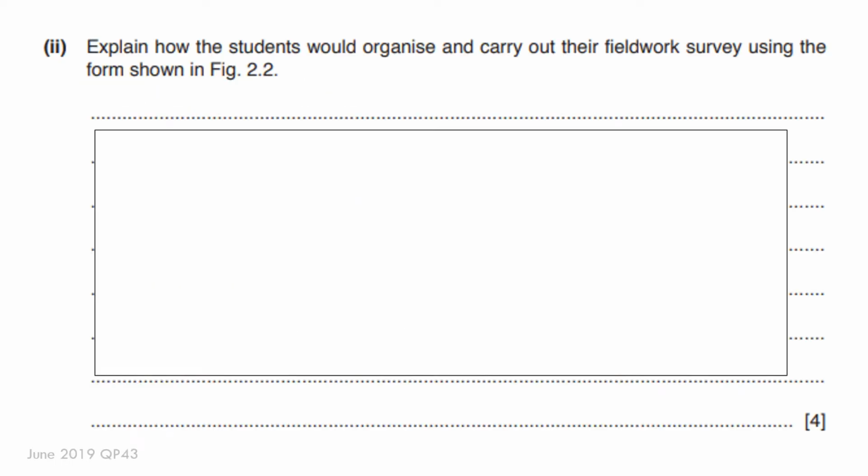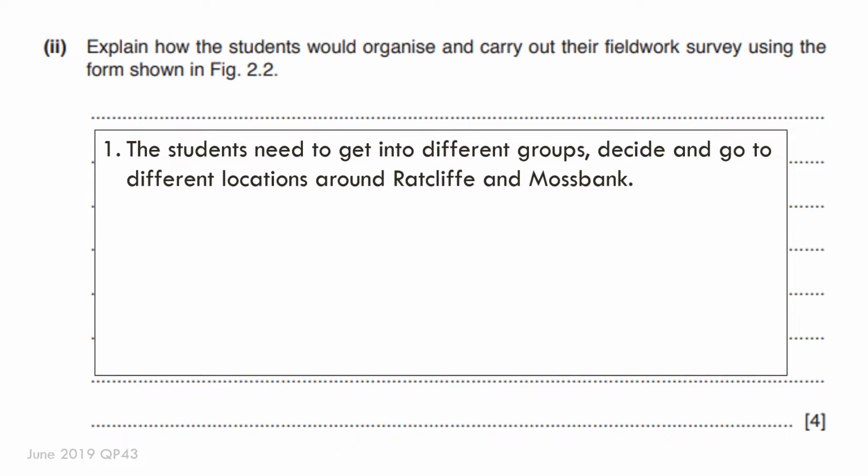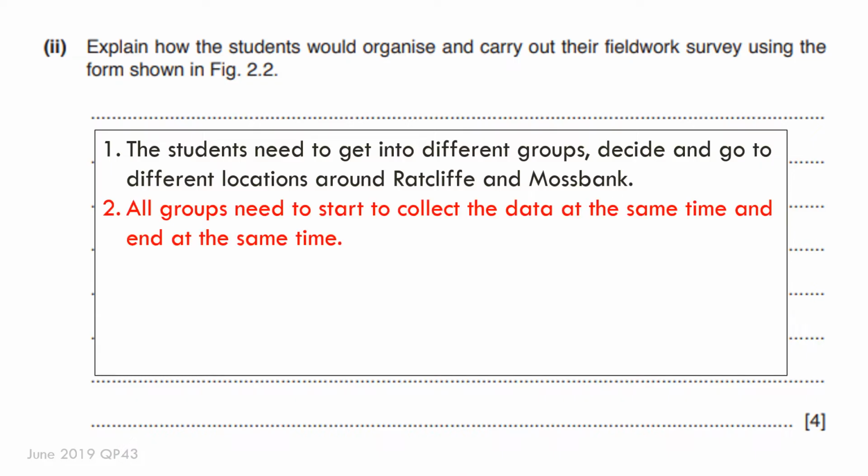So what would I write? Well, something like students need to get into different groups, decide, and go to different locations around Ratcliffe and Mossbank. So you need to get into groups, decide where you want to go, what sites you're going to use around Ratcliffe and Mossbank. I'm then going to make sure that all groups start to collect the data at the same time and end at the same time. So you're going to take about 5 minutes to make that decision.